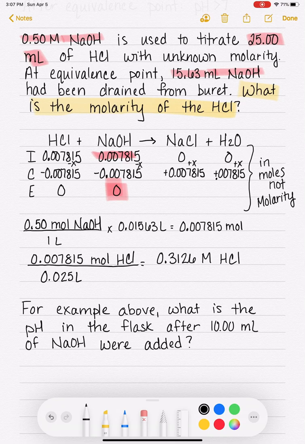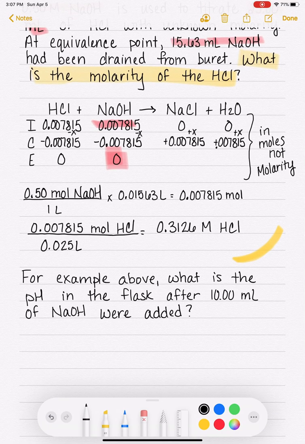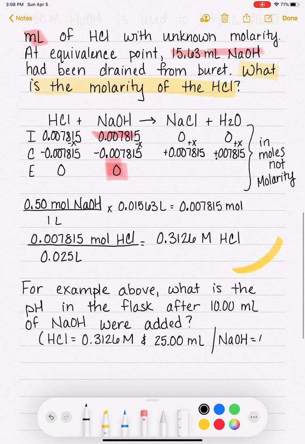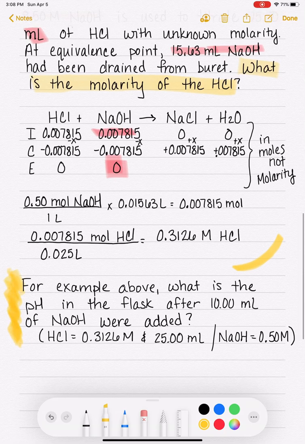Now, in order for us to be able to solve this type of problem, we would have needed to do the problem above. You could not just start right here with this problem. You would have had to make it all the way to the equivalence point and do your calculation. So that means that you would have needed to know that the HCl is 0.3126 molar, and you would also need to know that you started with 25 milliliters of the HCl, and you would also need to know the NaOH molarity, 0.5. Again, you would not be able to do a problem like this one right here first initially. You would have had to do some other calculation before you could do this.